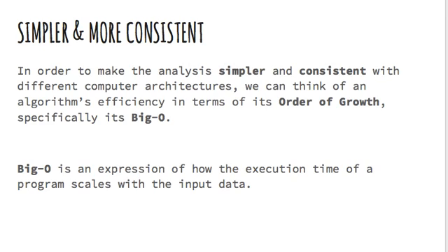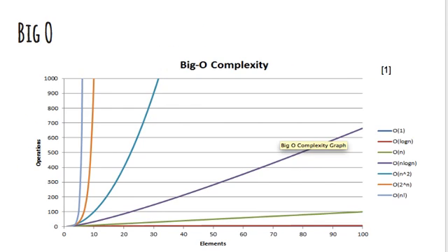Big O is an expression of how the execution time of a program scales with the input data. That is, Big O notation is the language we use for articulating how long an algorithm will take to run. So let's look at the Big O complexity chart.